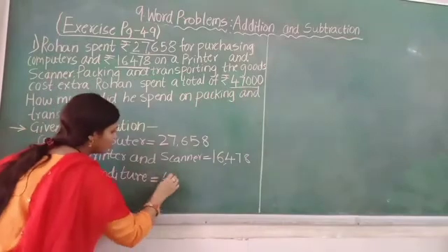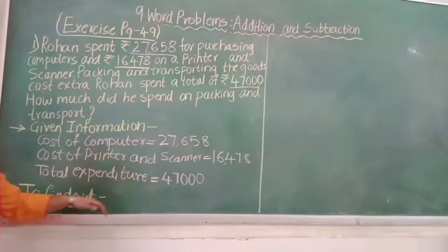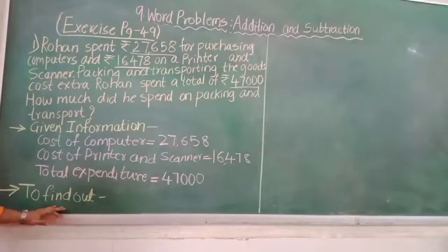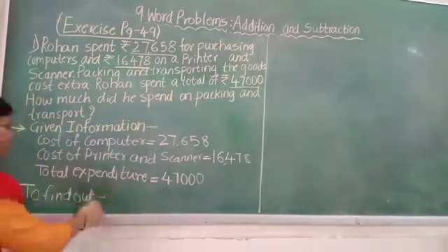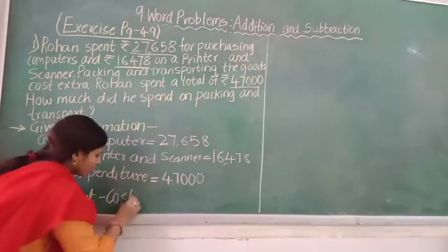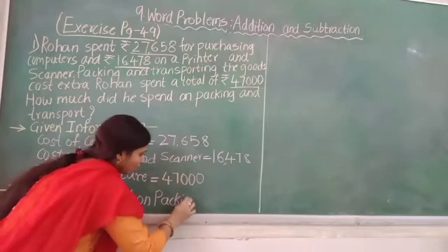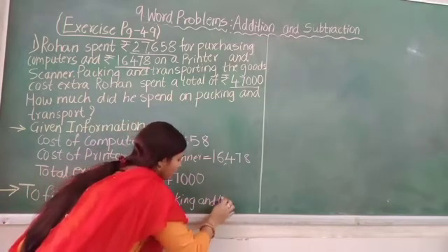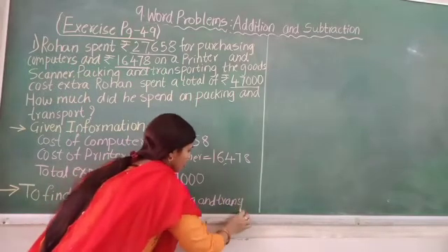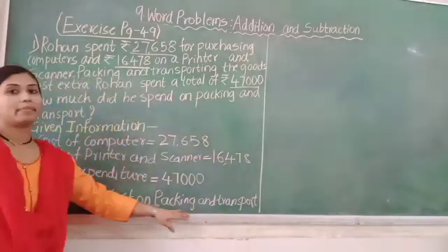47,000. So here we write 47,000. Now here, what they are telling us to find? They are telling us to find out how much he had spent on packing and transport. To find out the cost on packing and transport. We have to find out the cost on packing and transport.